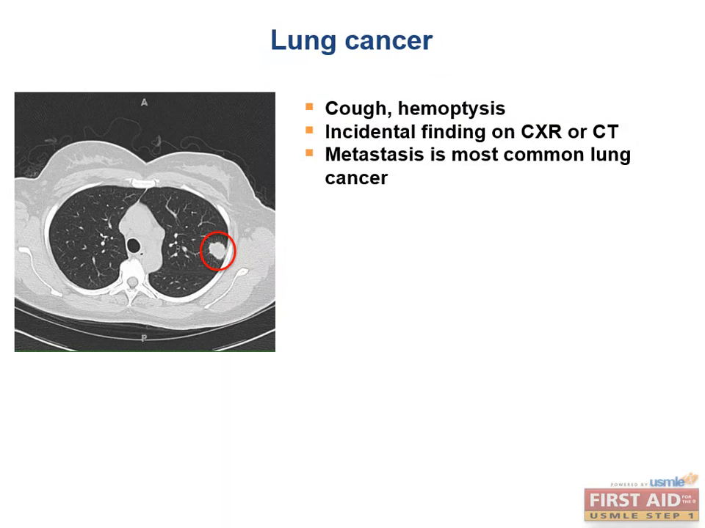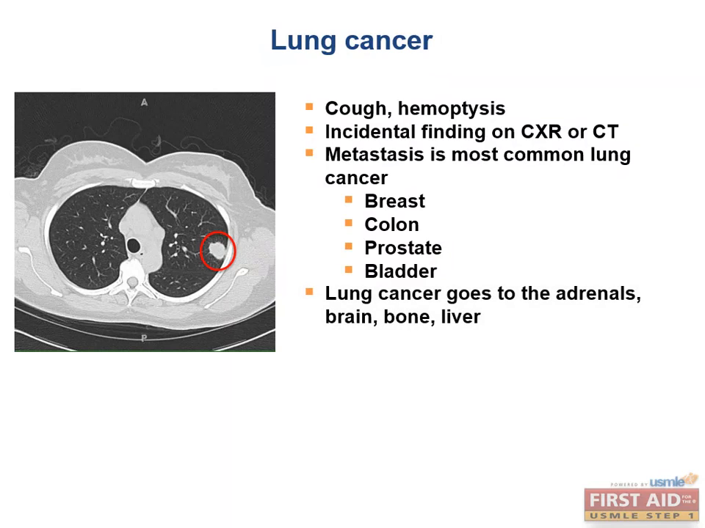Metastasis to the lung is the most common malignancy that you'll find in the lung, and will commonly present as multiple lesions. Mets are typically coming from primary tumors in the breast, colon, prostate, and bladder. On the other hand, when primary lung cancer metastasizes, it most frequently goes to the adrenals, the brain, the bone, and the liver.